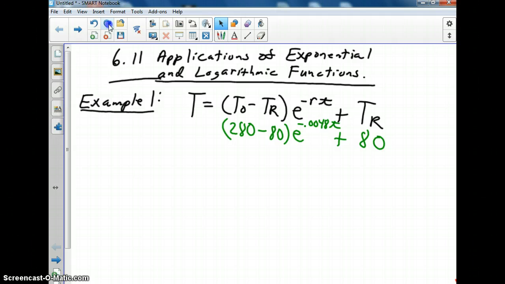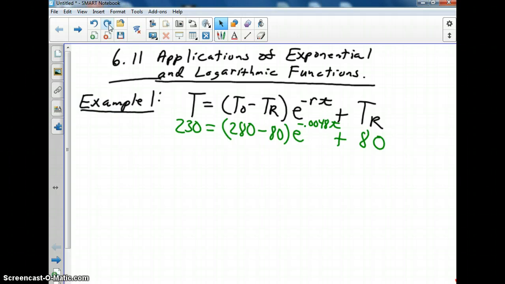Very good. So you see that? The first thing is you've got to be able to set it up, because without being able to set this up correctly, you can't solve it. So everybody understands the values that go in there. Now your job is to solve for little t. All right, so here we go.